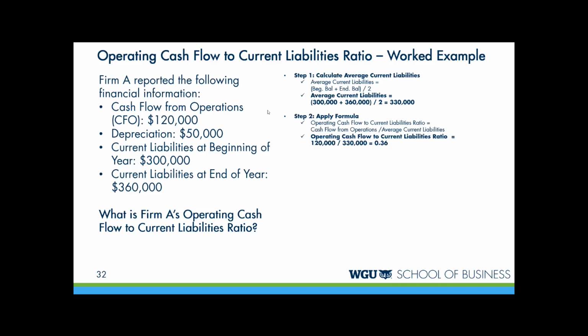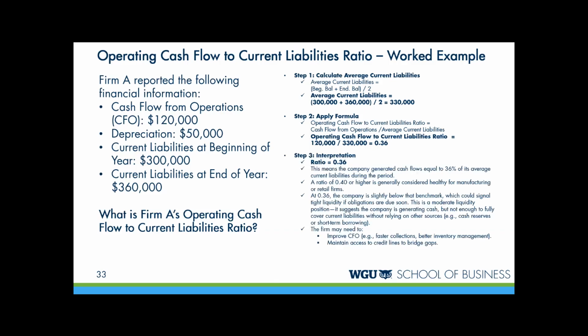The next thing we're going to do is apply the actual formula, which is the cash flow from operations divided by the average current liabilities. Now, what we have to consider here is that the cash flow from operations already includes the depreciation added back. So we're not going to add back depreciation again. It's already included in this net value. So we simply take our operating cash flow, which is $120,000, divided by the average current liabilities, and we get a value of 0.36.